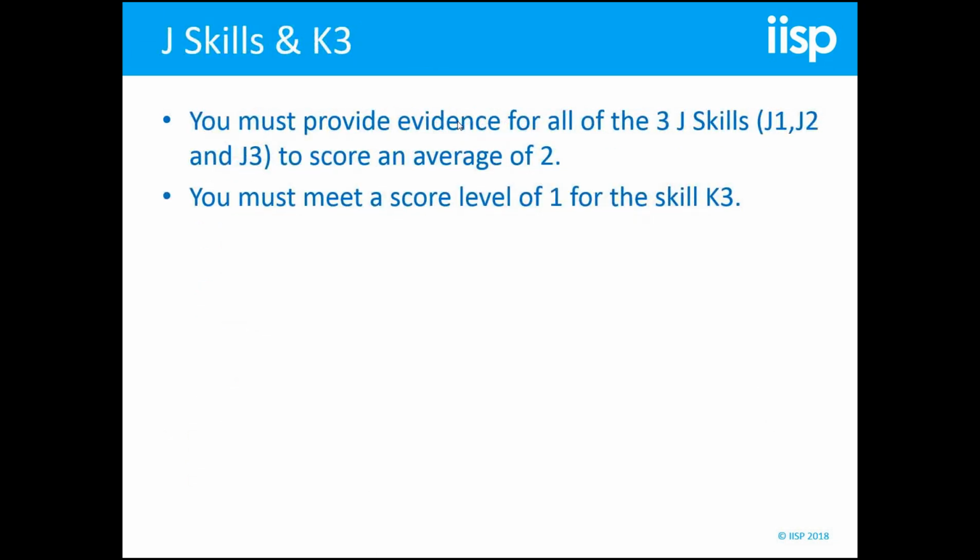So for the J skills, you must provide evidence against all 3 J skills, J1, J2, J3, to meet an average of 2 across the 3. So that's an average of 2. For skill K3, you must meet a minimum level of 1.